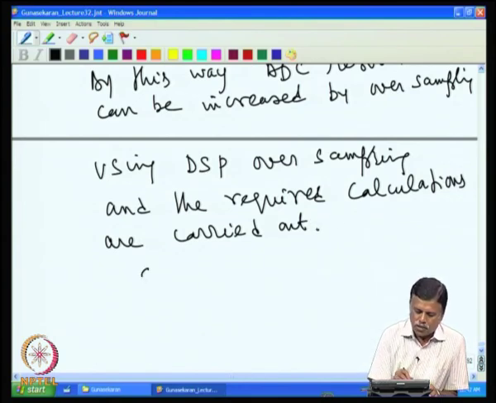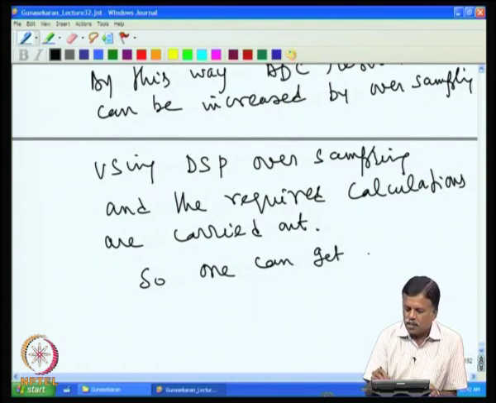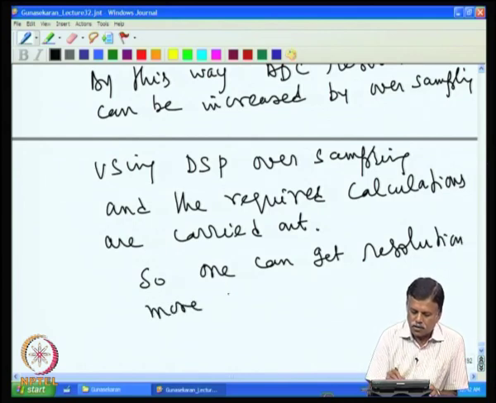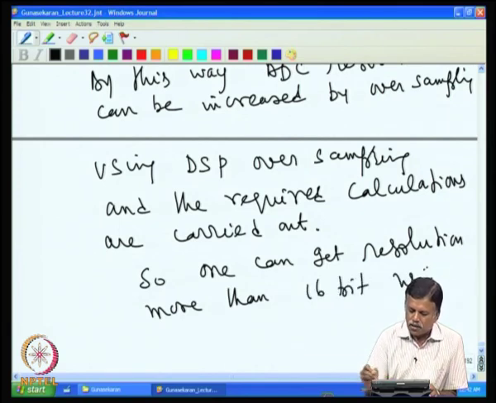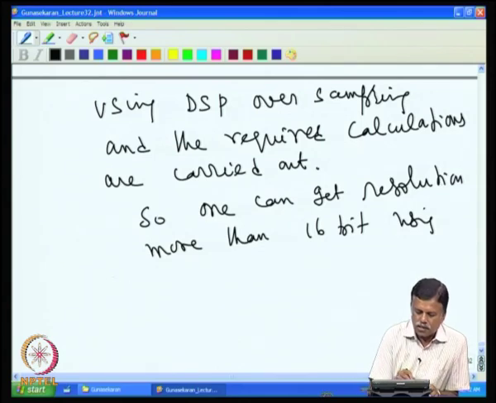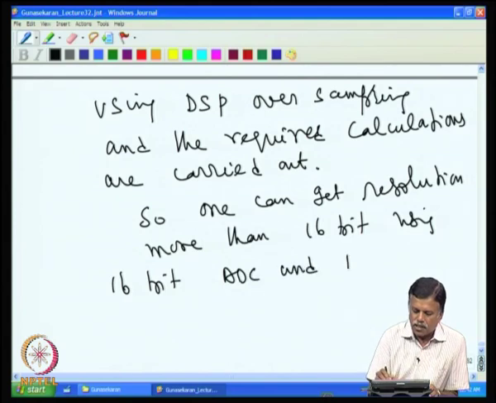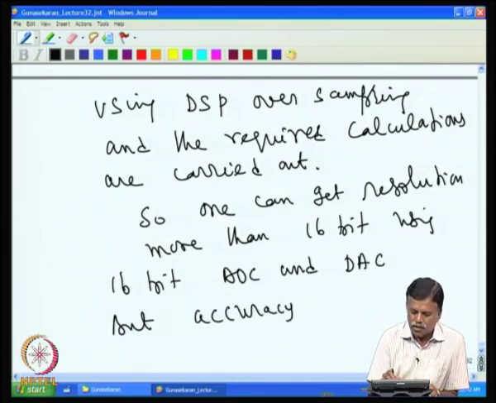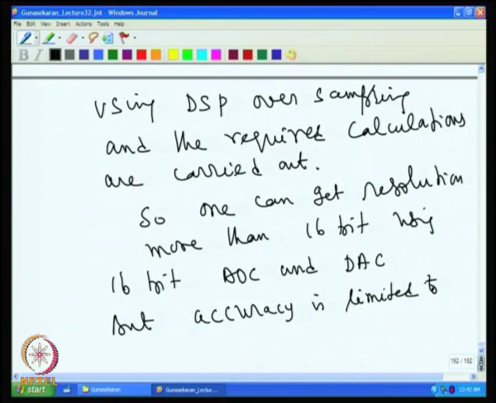So, one can get resolution of more than 16 bit using a 16 bit ADC and DAC, but accuracy is limited to 16 bit only.